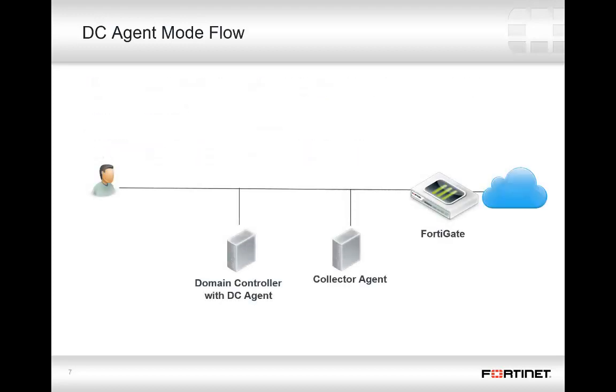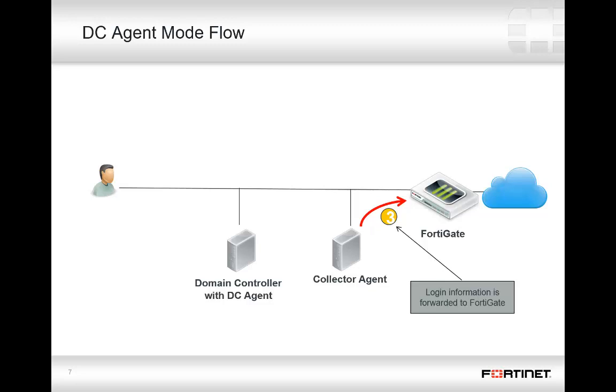Here we show what happens between DC agents, the collector agent, and a FortiGate device configured for FSSO authentication. When a user authenticates with the DC, he or she provides their Active Directory account credentials. The DC agent notices the login event and forwards it to the collector agent. If there are a few DCs, they might all be forwarding to one collector agent. The collector agent aggregates all login events, then forwards that information to FortiGate.